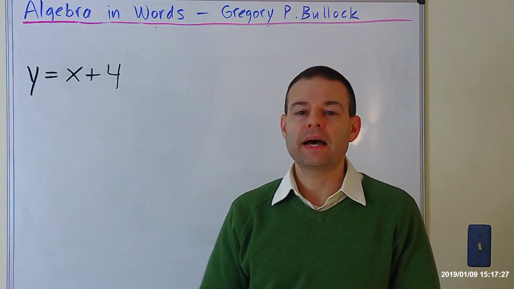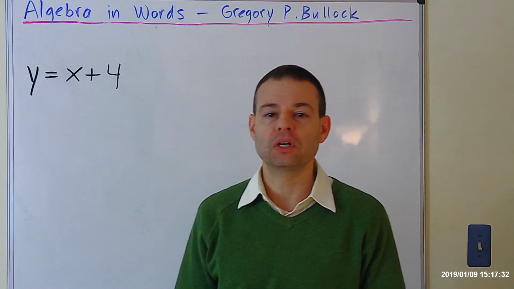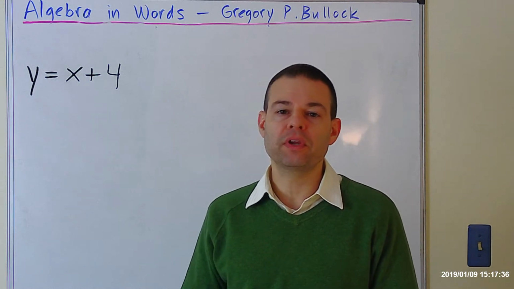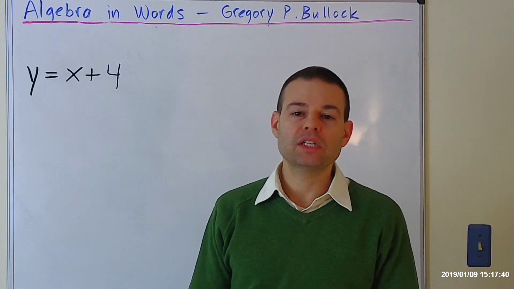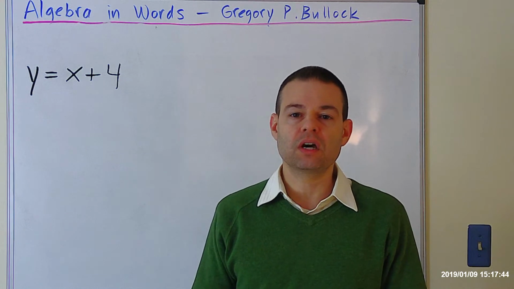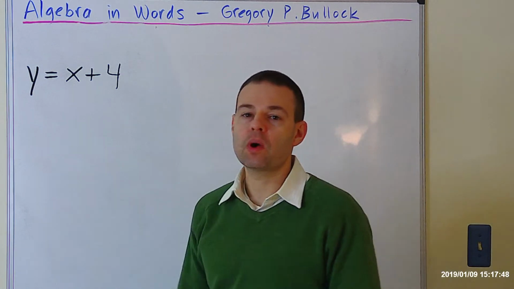So on the board, I have an equation, y is equal to x plus 4. And just to point out, this equation currently is in slope-intercept form, y equals mx plus b. If you're wondering what m is, in this case, the slope, it's 1, which is an unwritten coefficient of 1, so it's just x. And the 4 is the y-intercept.